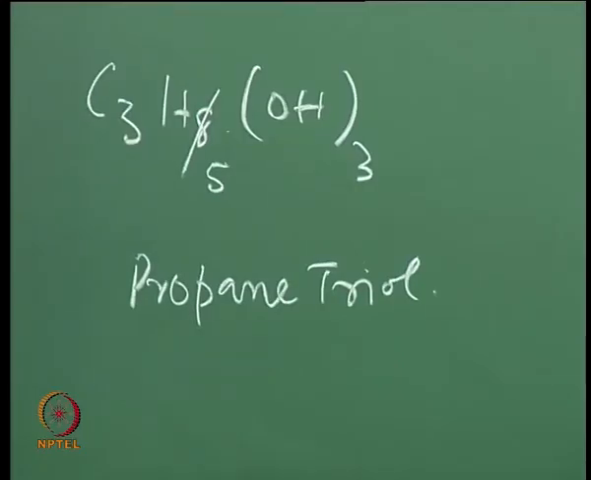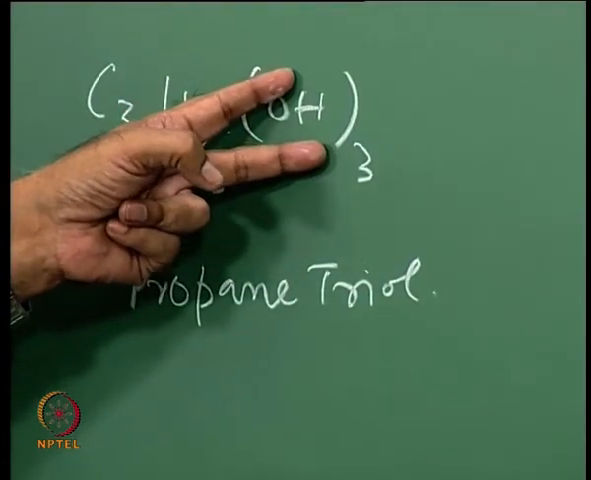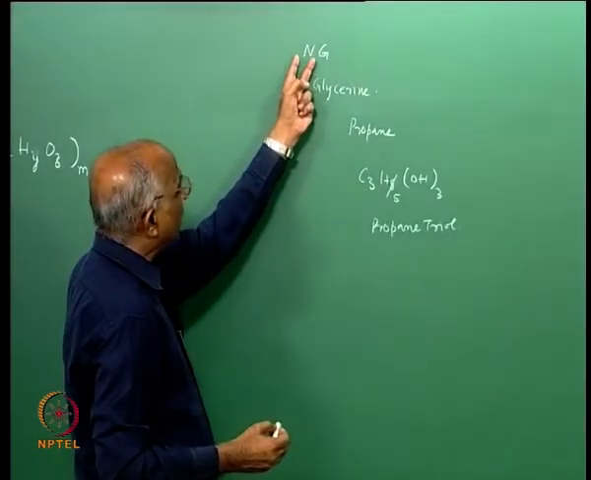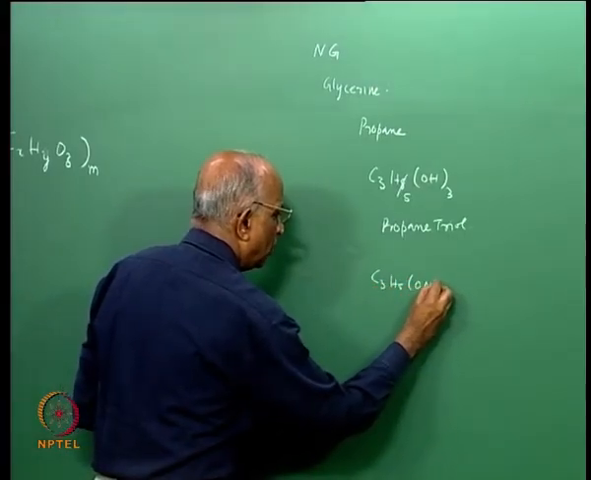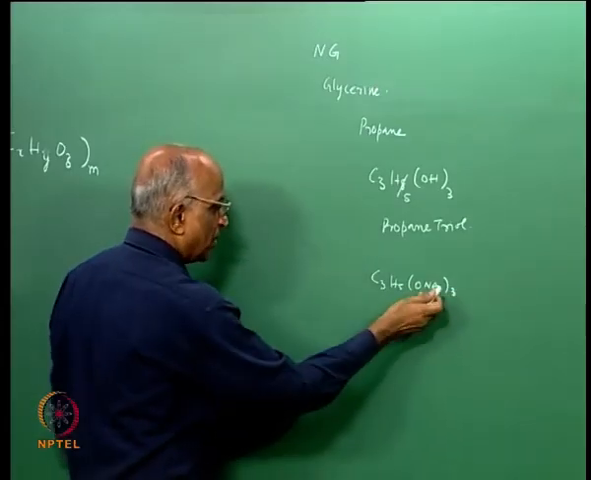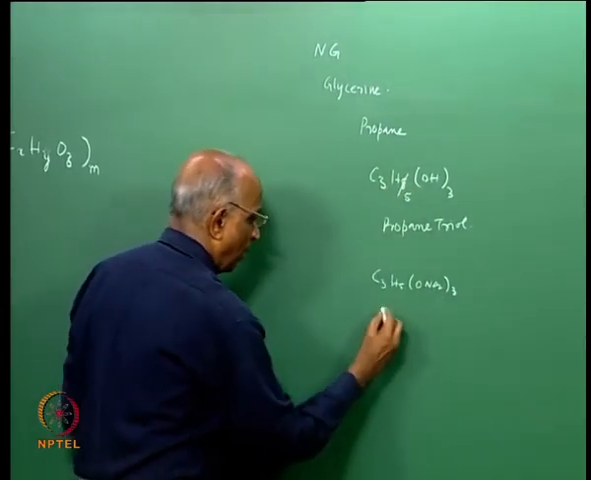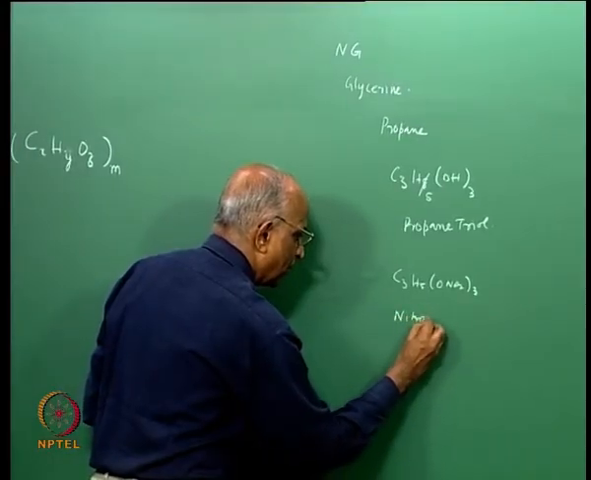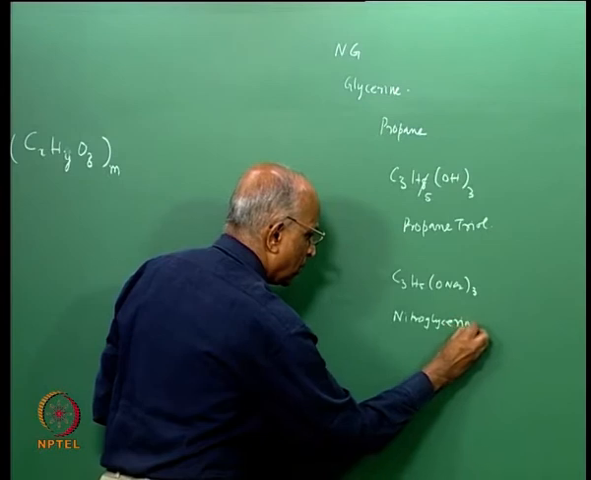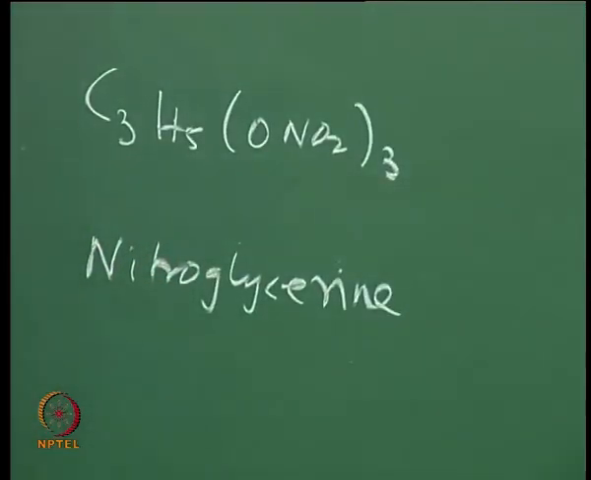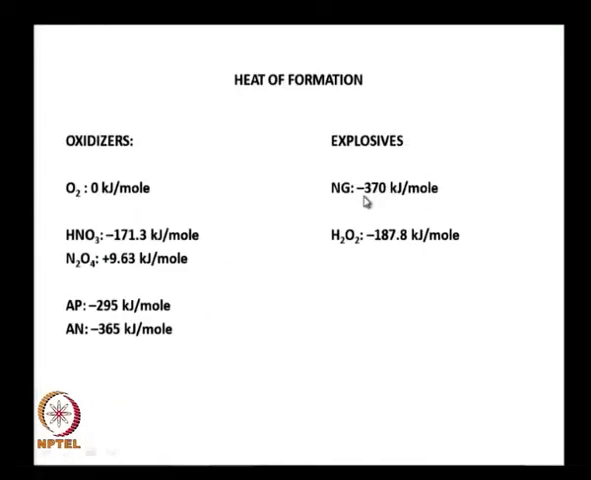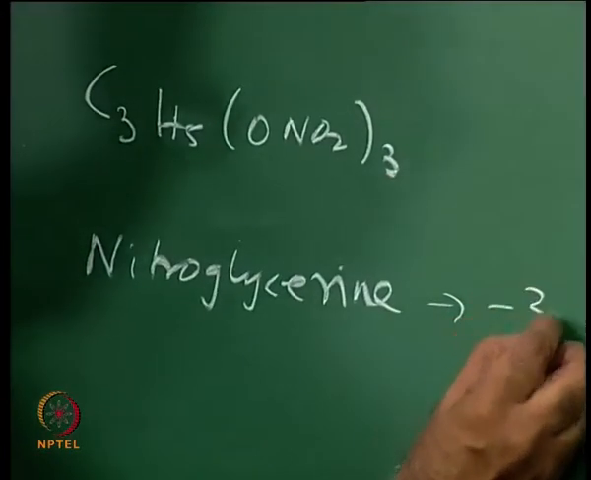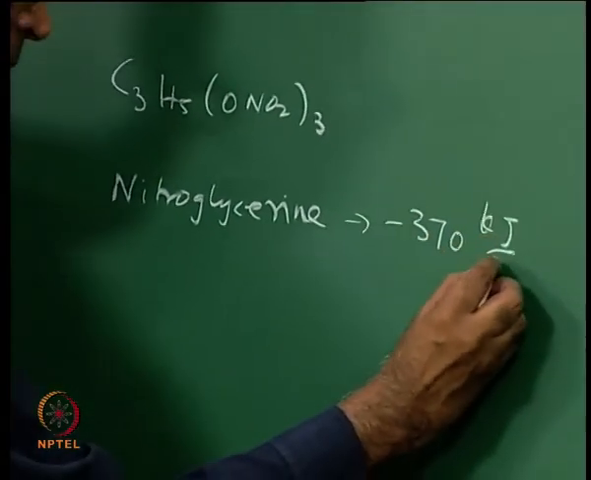Now in this you take the OH out, instead of OH you put something like a nitro radical, you put C3H5(ONO2)3, and this becomes nitro based on glycerine which is propane triol, and this is known as nitroglycerine. And this has a heat of formation as shown here, you see that the heat of formation of nitroglycerine is around minus 370. And how do you get it? You do an experiment, you find out you have minus 370 kilojoule per mole.